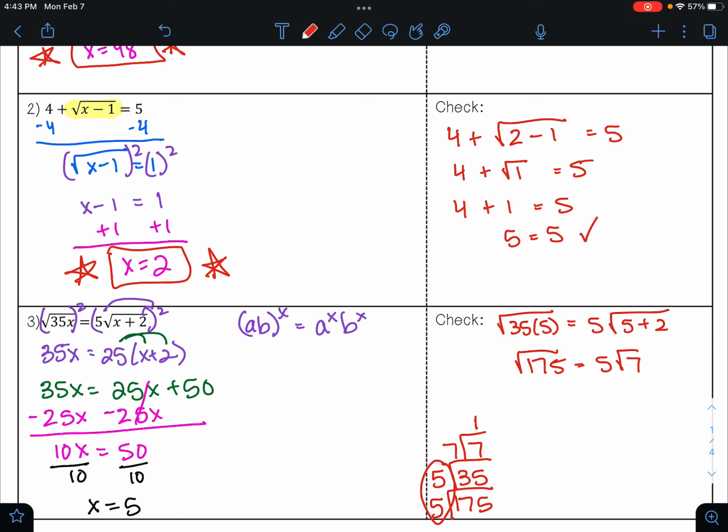So here I have a pair of 5s that can leave the square root symbol. 7 doesn't have a pair, so 7 will stay inside. And so we'll see we get 5 square roots of 7 equals 5 square roots of 7. This is a true statement. And so our solution is in fact x equals 5.